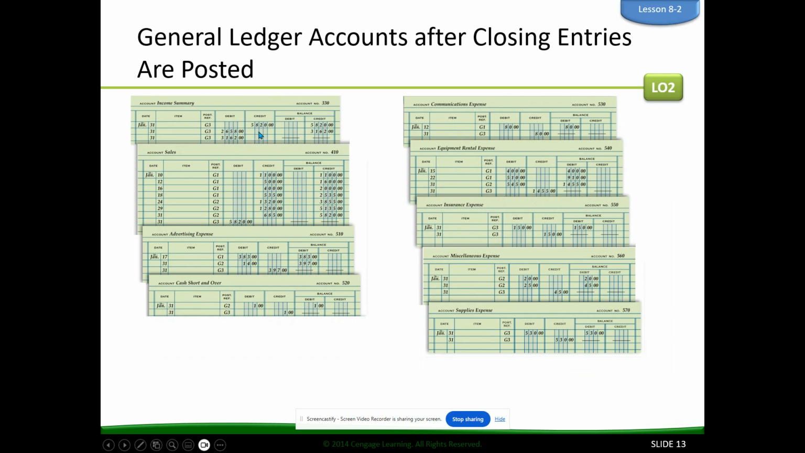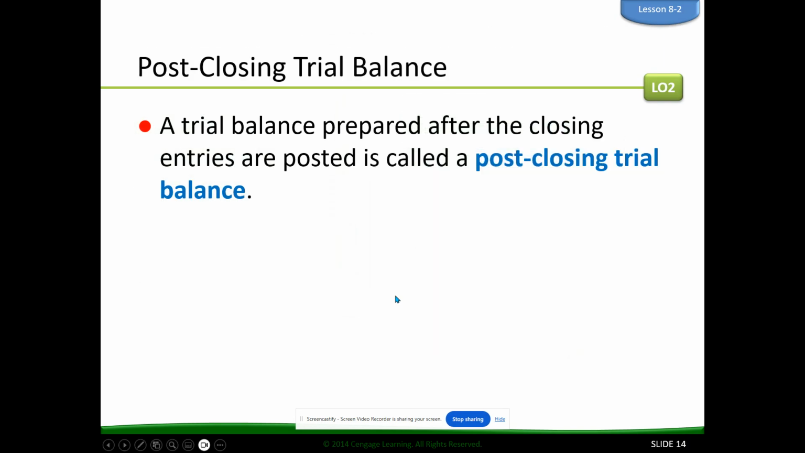So this is what it looks like once that income summary account has been posted. Here's my sales credit. Here's my expense debit, right? And then that 3,162 is what I closed into capital. And notice there's no balance there anymore. It's gone. So now sales is gone, and all my expenses now have a 0 balance. So that's what our general ledger is going to look like after we post those closing entries. So that is step number 7 in the accounting cycle.